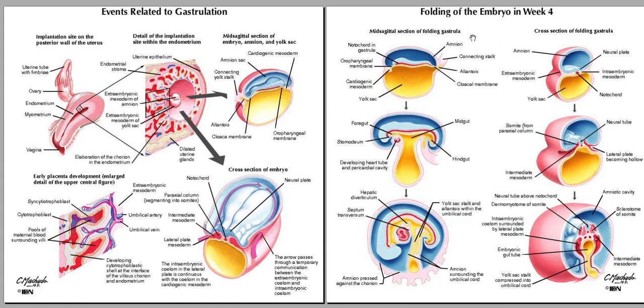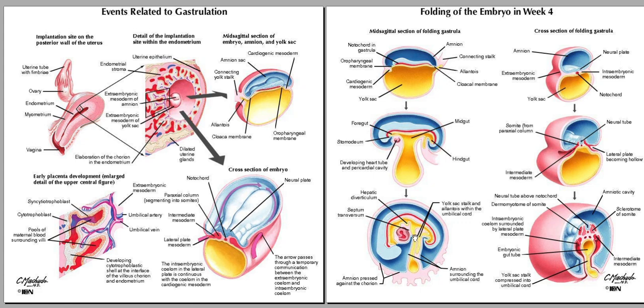Okay, so week 4. The layers are folded. You see the buccopharyngeal membrane or the cloacal membrane, the cardiogenic mesoderm forming over here, the yolk sac, amnion, notochord, gastrulation, allantois, the cloacal membrane, and the foregut, midgut, hindgut region over here. The stomodeum, that's the forming of the oropharyngeal membrane, then the developing heart tube and the pericardial cavity, and that's the hindgut. This is the hepatic diverticulum and the septum transversum formed over here too.